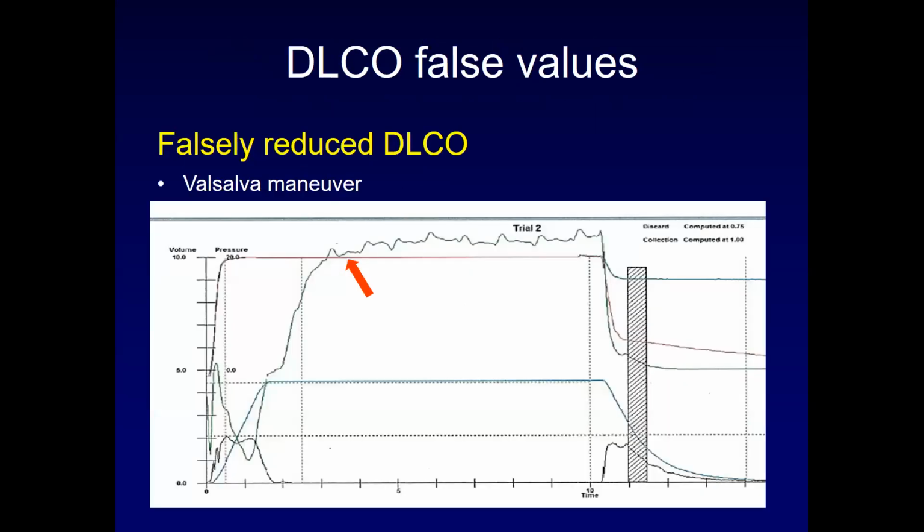Okay, so I'd like to spend a few moments talking about false values in the diffusion capacity. You guys should know what things artificially raise and lower the DLCO during a test. If you're looking at a number and making treatment decisions on it, you should know how accurate the number is.